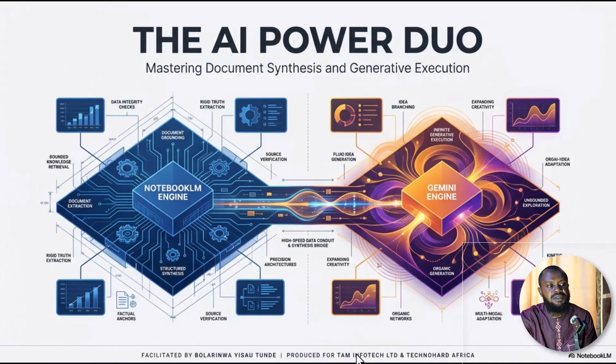And if you look at the image here, you have the data integrity check. When it's Notebook LM, it's going to check the integrity of that data. You can verify that, and also rigid truth extraction, knowledge-bounded retriever, and so on. In a nutshell, what Notebook LM does is that it accepts data, it accepts files from you, and it is going to keep it somewhere. We'll have that place called sources. That's where you keep all your sources.